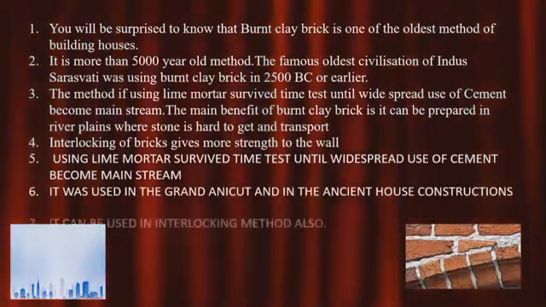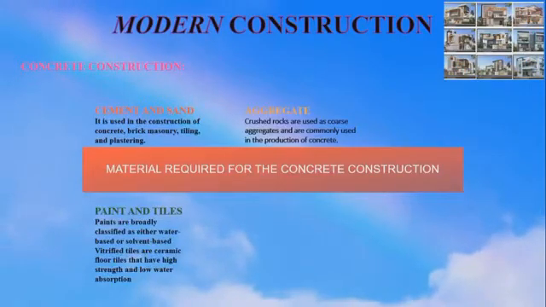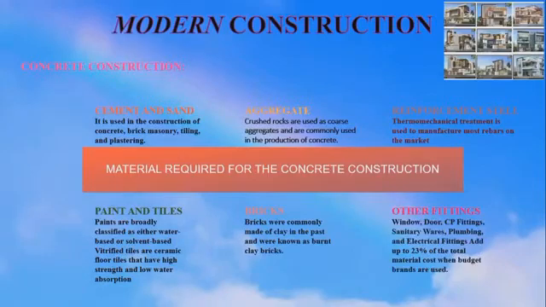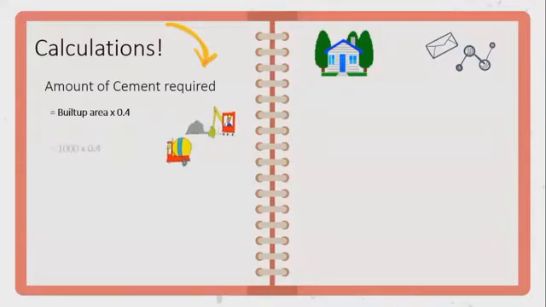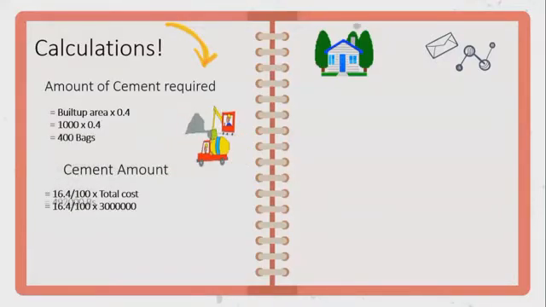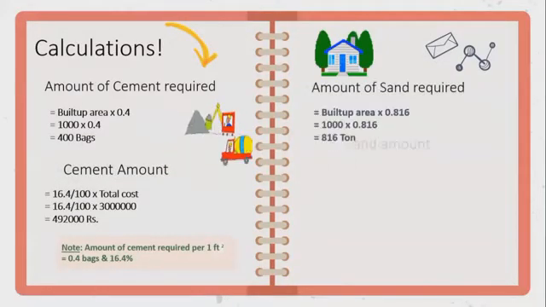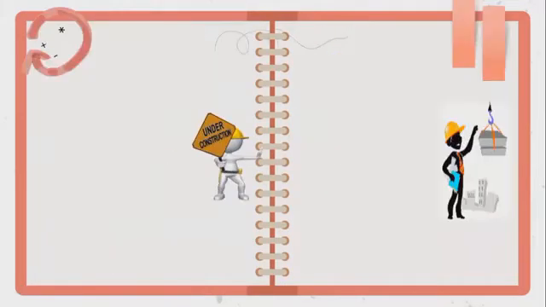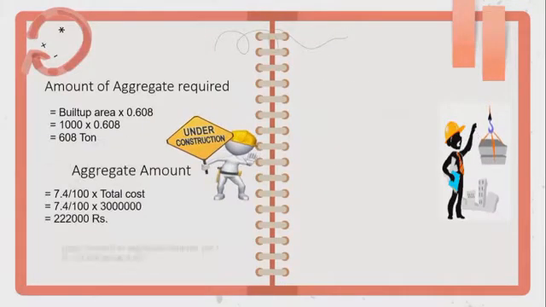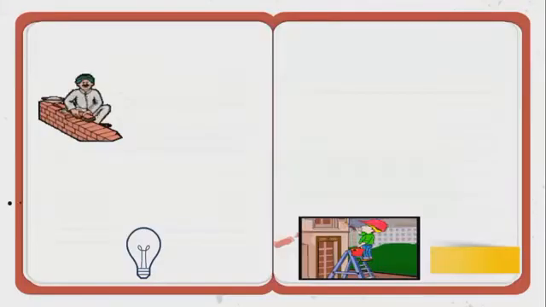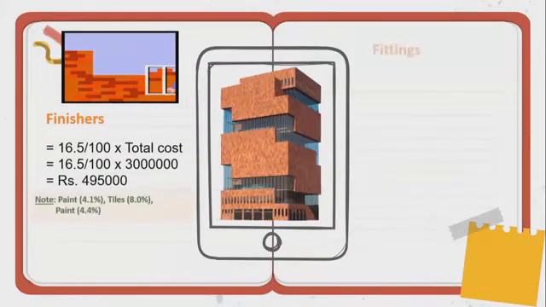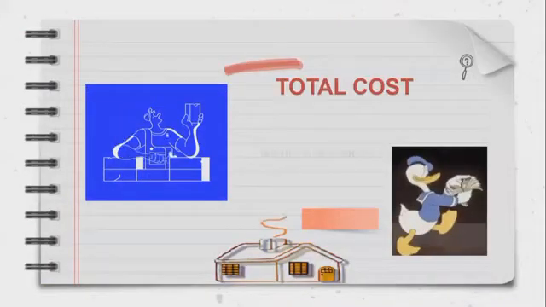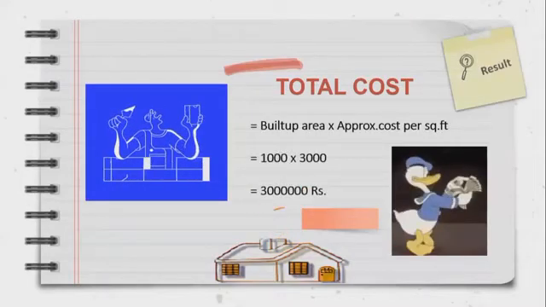Here we have implemented all these methods in our modern construction. We know that to build a house of 1000 square feet during this period would cost up to 30 lakhs. Here we came up with the materials required and the total budget of a house to be constructed in 1000 square feet. These are all the brief calculations to construct a house in 1000 square feet. As you can see, the total cost ranges up to 30 lakhs.